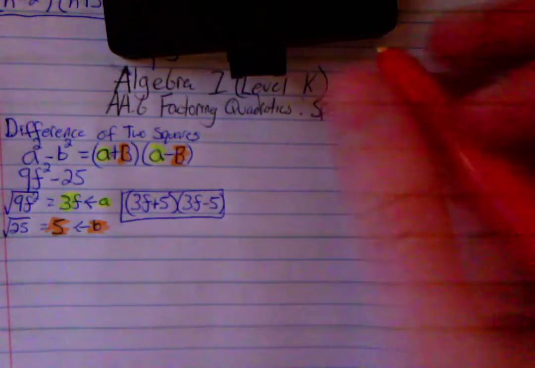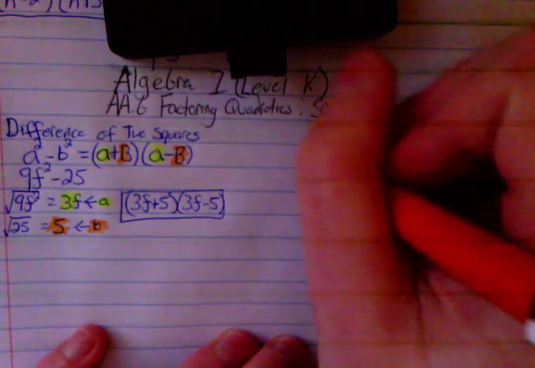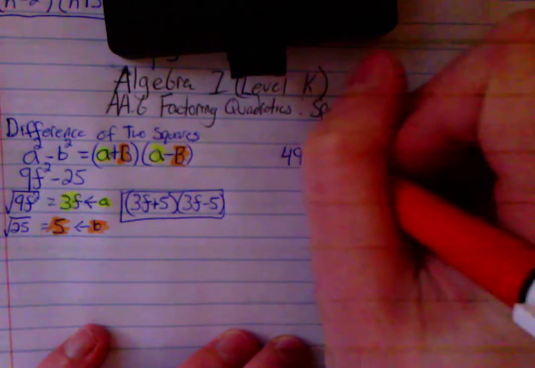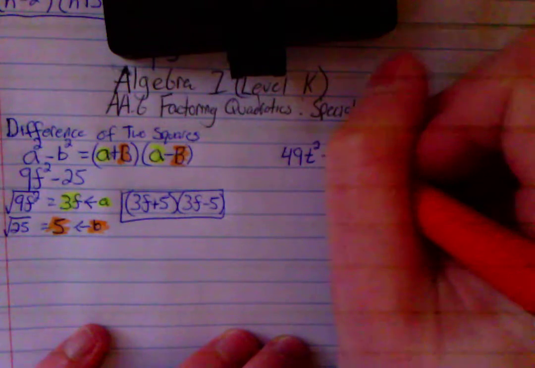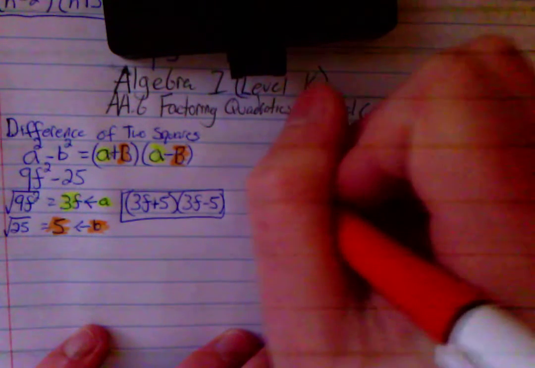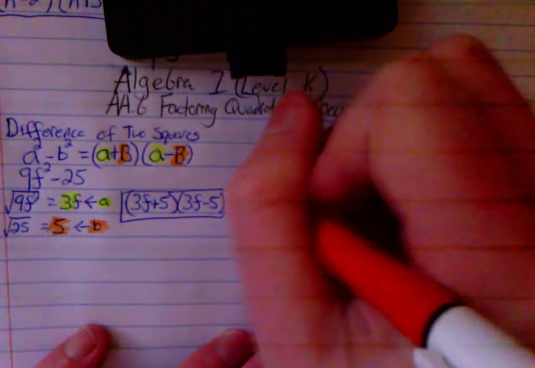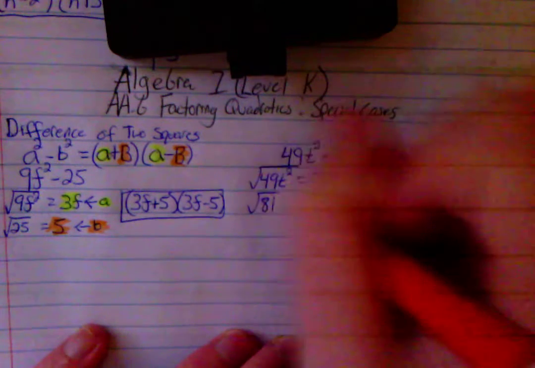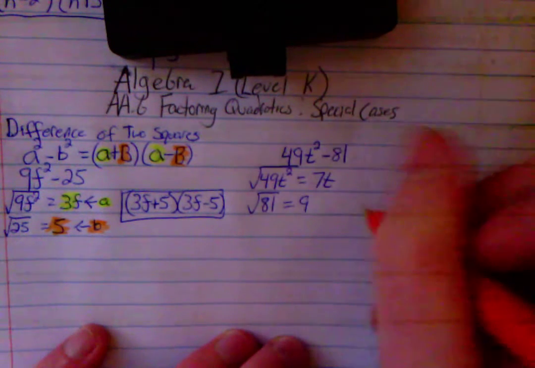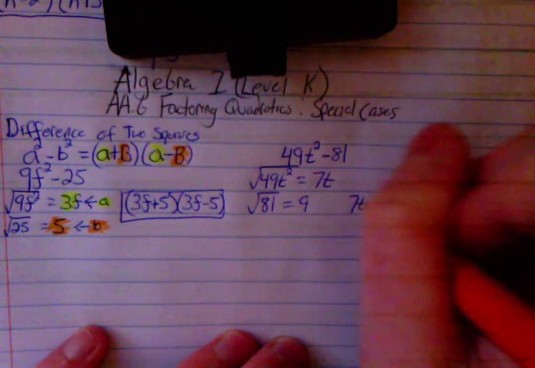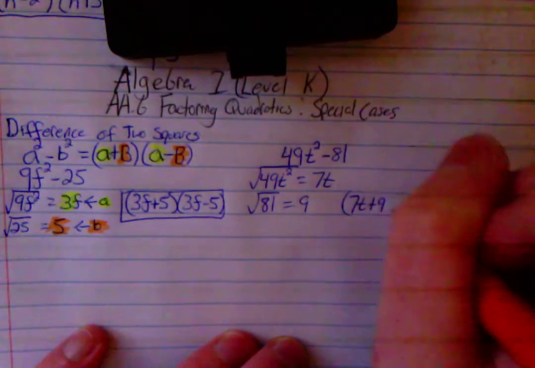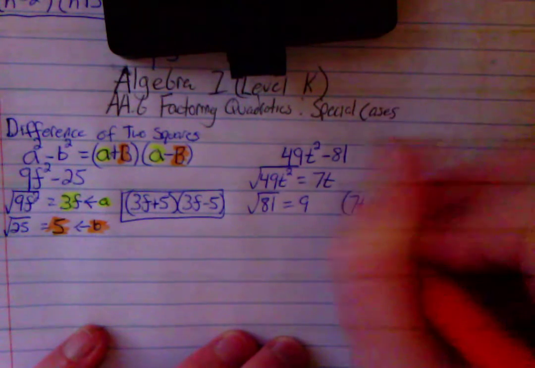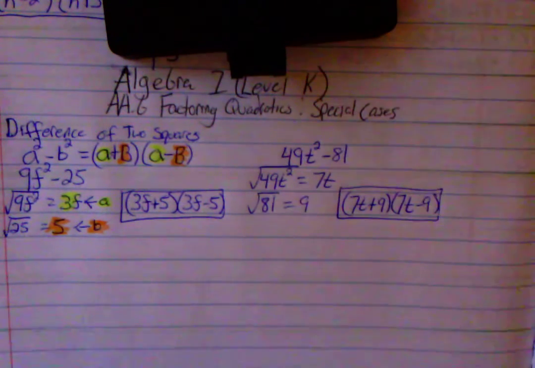Okay, so another one you might see is something like 49t squared minus 81. Well, 49t squared, take the square root, that's 7t. The square root of 81 is 9. So my answer must be 7t plus 9, 7t minus 9.